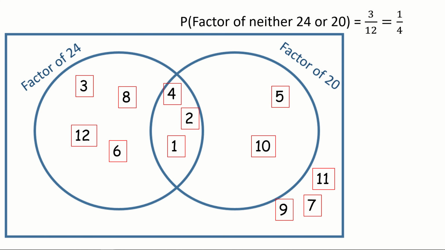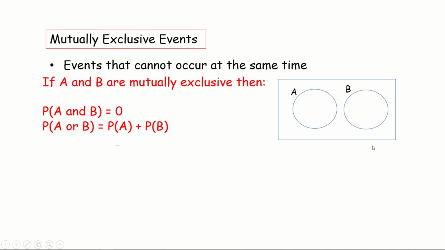Now we're going to move on to looking at mutually exclusive events. So this is important and mostly new information. So you might want to pause it here and copy this down, and then I will explain what it all means. So mutually exclusive events are events that cannot occur at the same time.